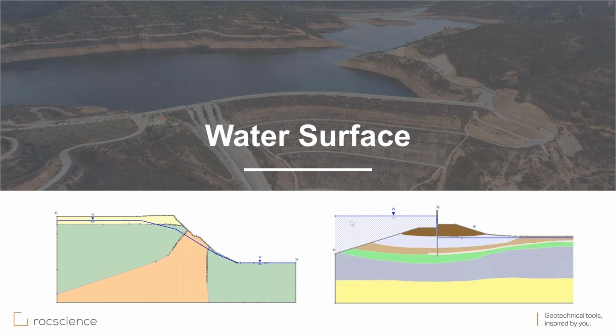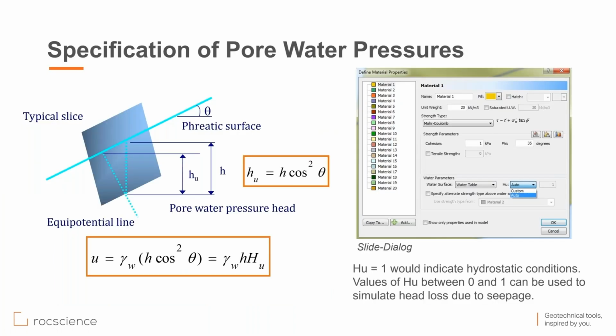Just before going to the examples, if this light blue line is your phreatic surface, the equipotential lines are going to be perpendicular to the phreatic surface. So if you are calculating the pore pressure at this point, you are not just measuring the depth of this point from the water table, the phreatic surface. You have to calculate this distance, which is hu equal to h cosine squared theta. Pressure is going to be the unit weight of water times the depth multiplied by a factor, and this hu factor depends on the geometry of this model here.